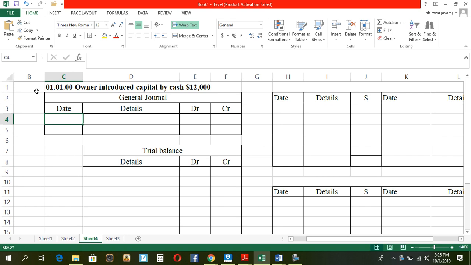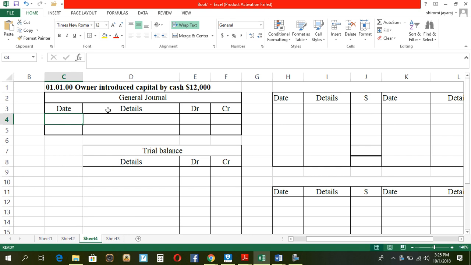Can someone read this transaction louder? One person, raise your hand and then you will read. The transaction means the first sentence. Who? Yes, louder. 1st of Jan 2018. Owner introduced capital by cash $12,000.